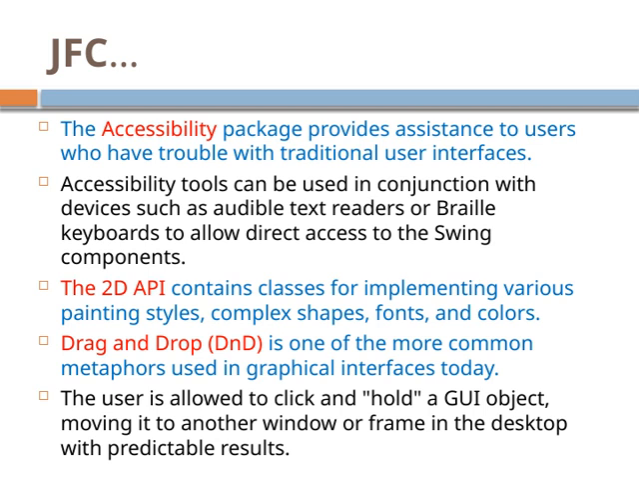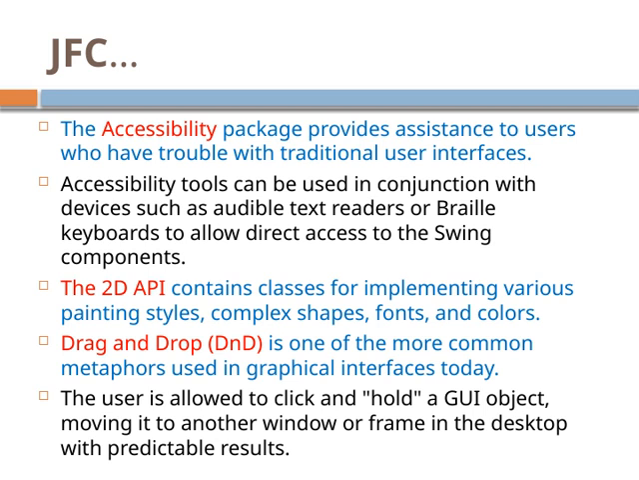Moving on, the 2D API is quite powerful. It offers classes that let us implement various painting styles, create complex shapes, and choose different fonts and colors. This flexibility allows us to craft more visually appealing and distinctive interfaces, enhancing user experience. Now let's consider drag and drop, or DND, which is a common metaphor we see in many graphical interfaces today.